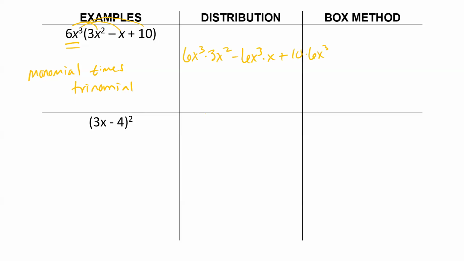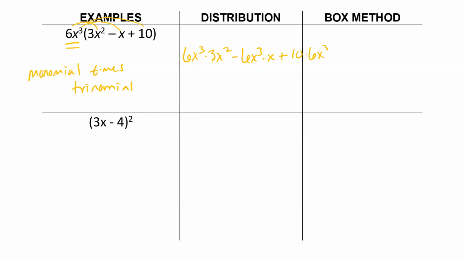Yes? Because distribution means that you take the monomial and you multiply it times each term on the inside. You have a whole box times 6. There's no split. There's no line on there. Exactly. So how are we going to do the box method now? Very carefully. Be creative. All right.